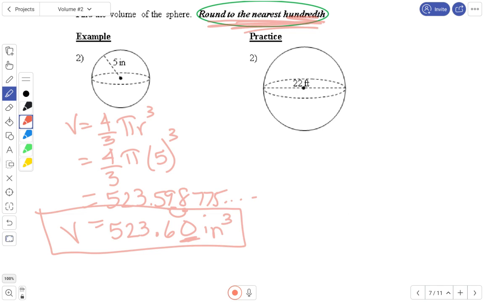All right. Try the next one on your own. Recognize that this is the diameter that you are given. So think about what you need to do before you can do any substitution.